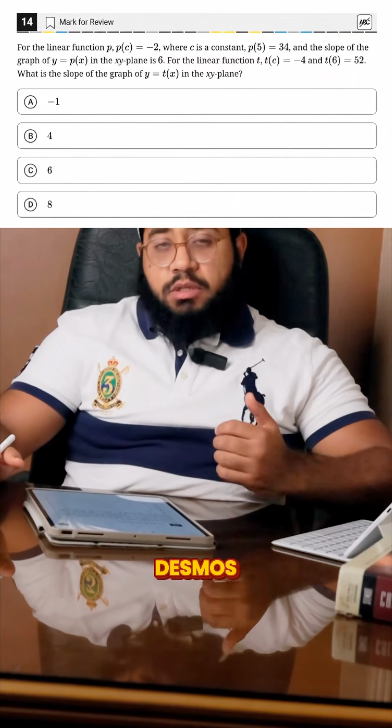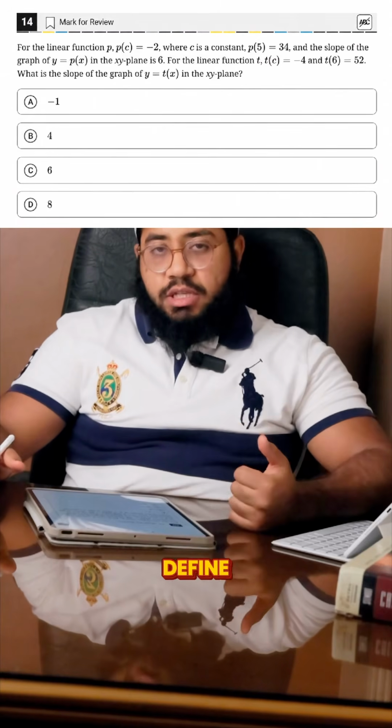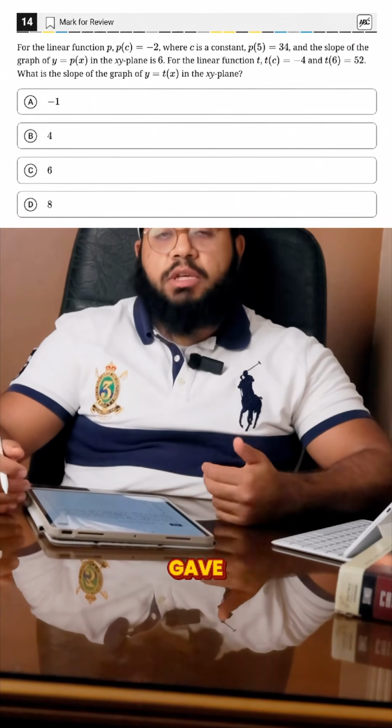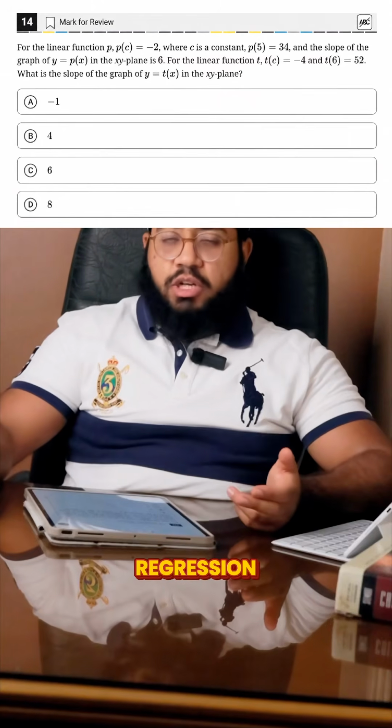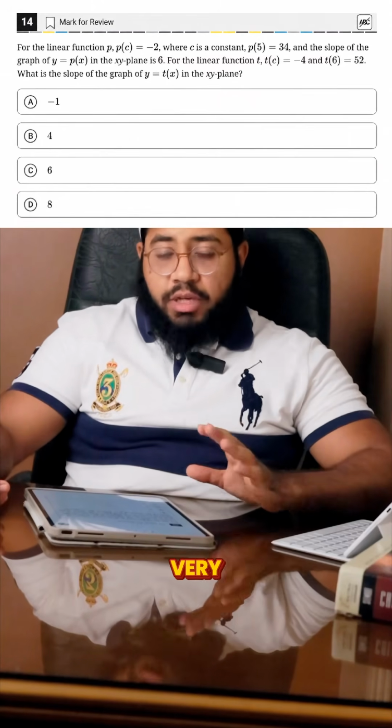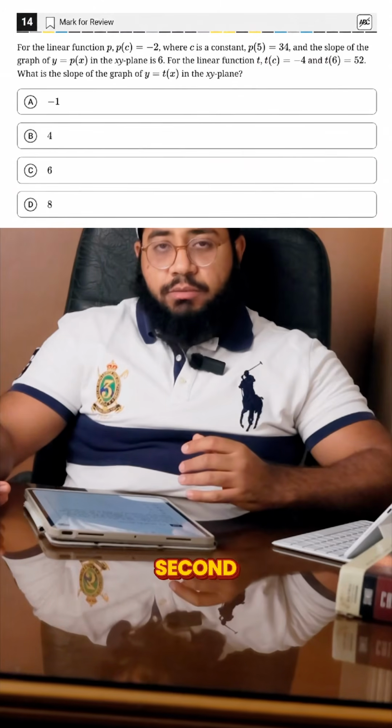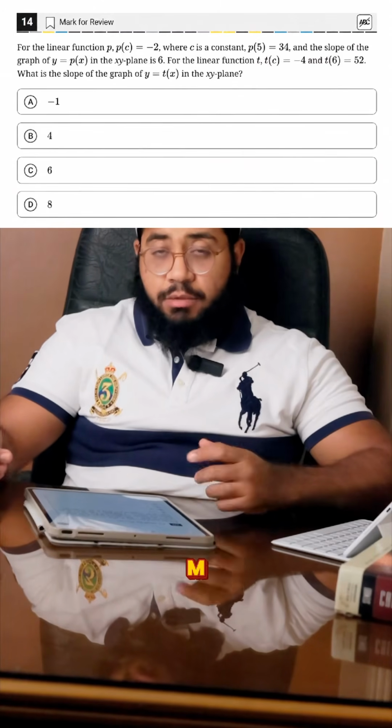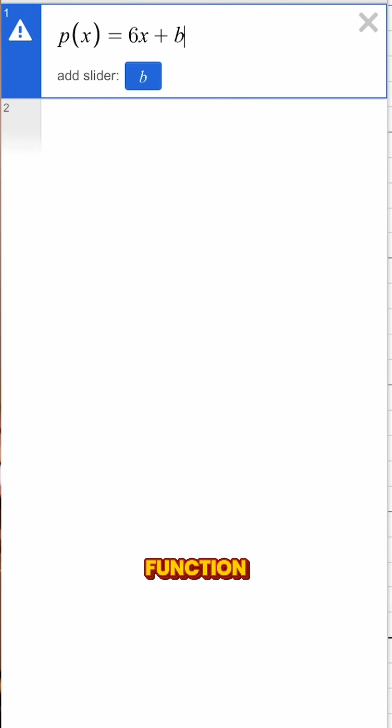First, I'm going to move to Desmos, define p of x, define t of x, and then write the conditions which he gave me in my magical bracket regression bar. It will automatically, very quickly, calculate the slope of the second line, which is the m. Let's see how. So this is my first function, p of x equal to 6x plus b. Since I don't know the value of the y-intercept, I wrote it b.